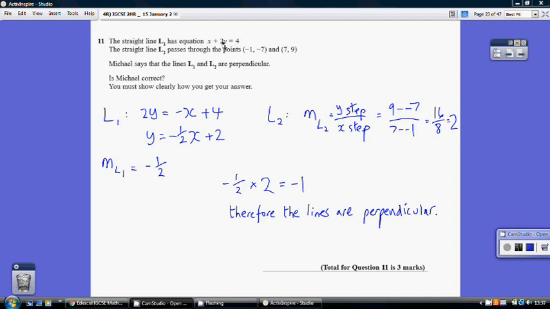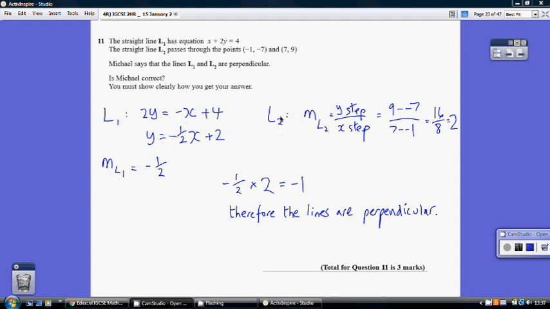So I'm going to start off by taking away x from both sides. So 2y equals minus x plus 4. I'm then going to divide through by 2. So y equals minus a half x plus 2. So y equals mx plus c. So 2 is where it crosses the y-axis, but the gradient is minus a half. So let's just park that for now.